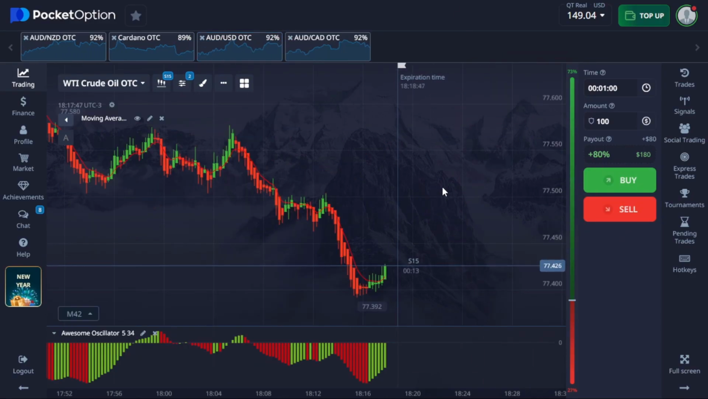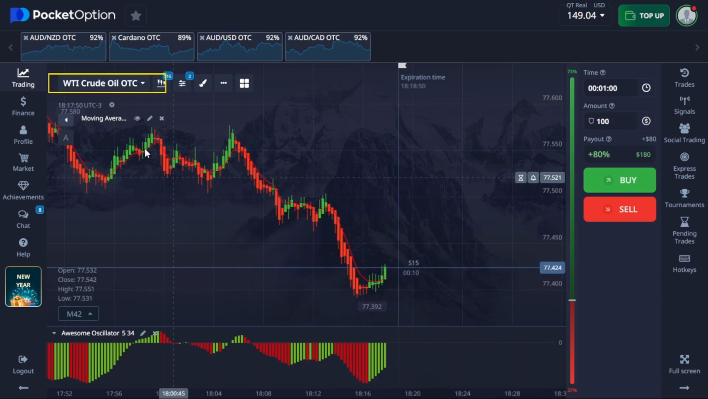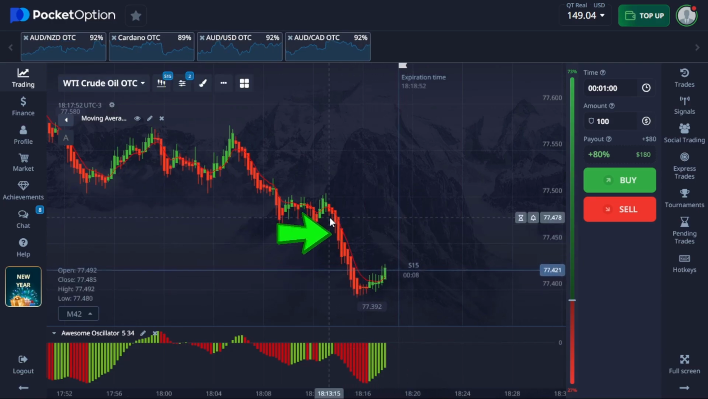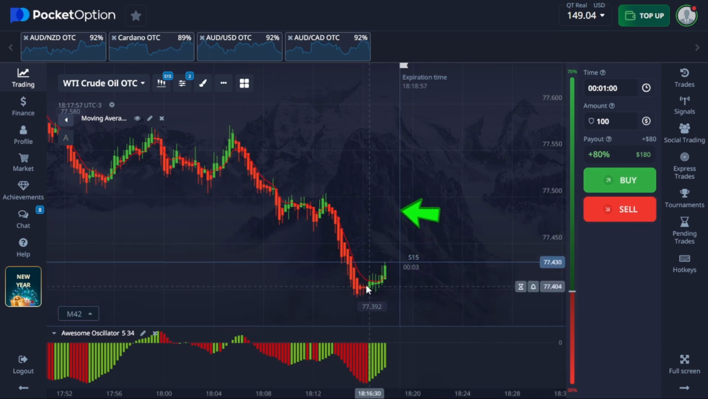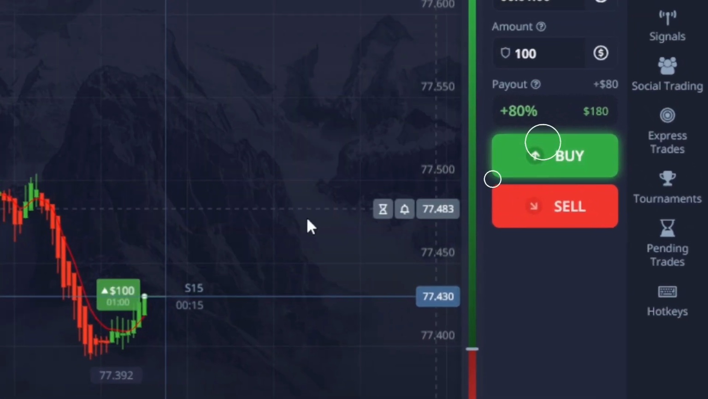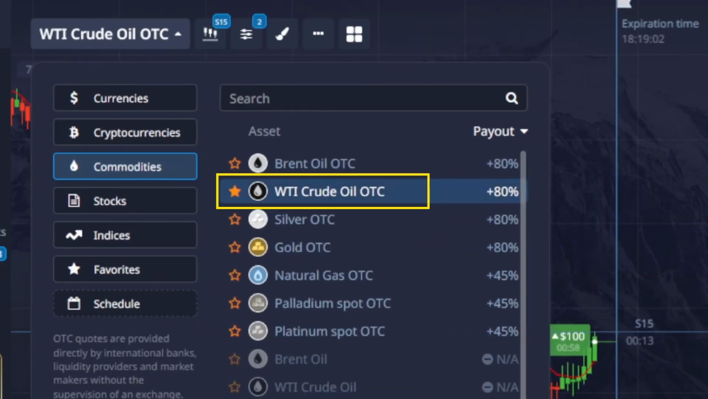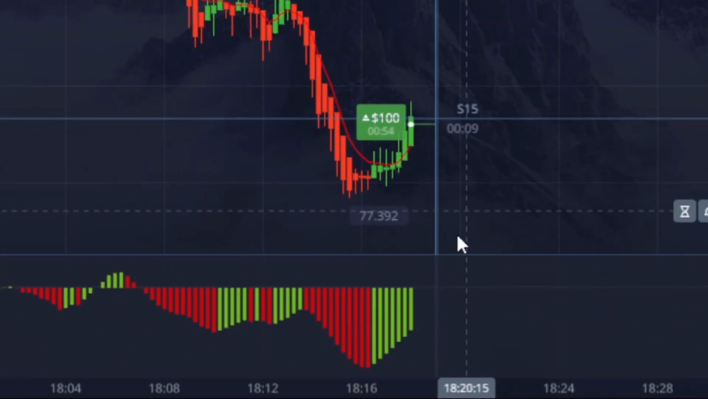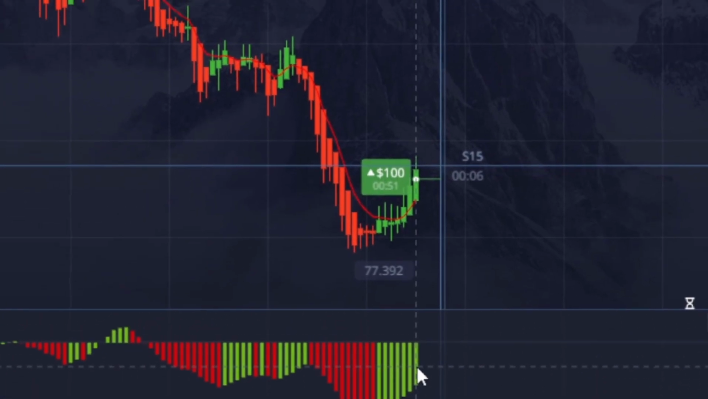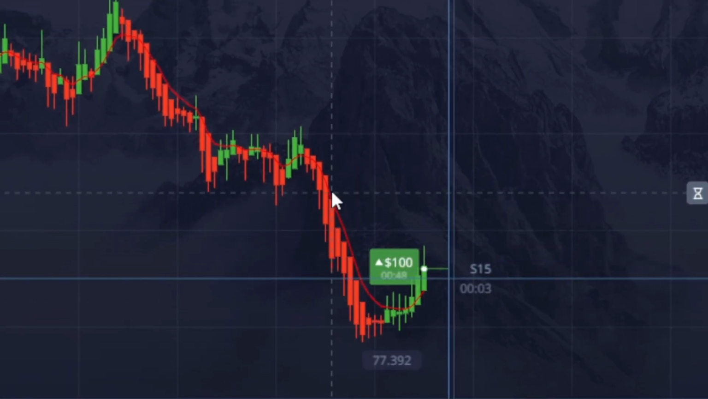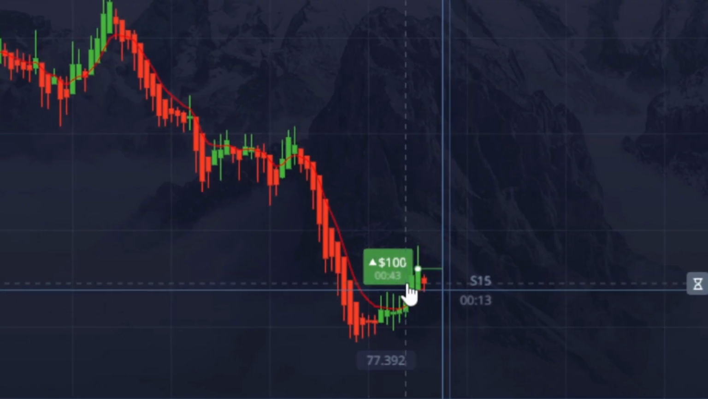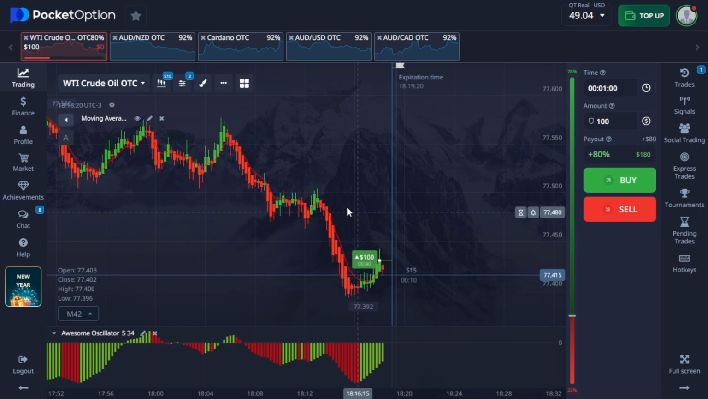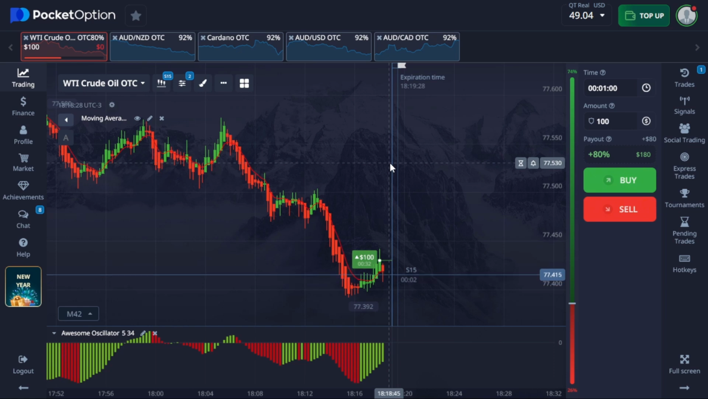We have a possible entry, guys, on the WTI crude oil OTC. Okay, look at this downtrend and uptrend right now. The price is slowing down and the oscillator indicates an uptrend. Because of that, I perform an entry using the buy button, bullish entry. Okay, as the price confirms the uptrend, as shown for us on the awesome oscillator. Counter-trend trading involves risks, so we need to pay attention when you get these movements on the candles and on the awesome oscillator. So guys, we got 30 seconds and let's wait for this.